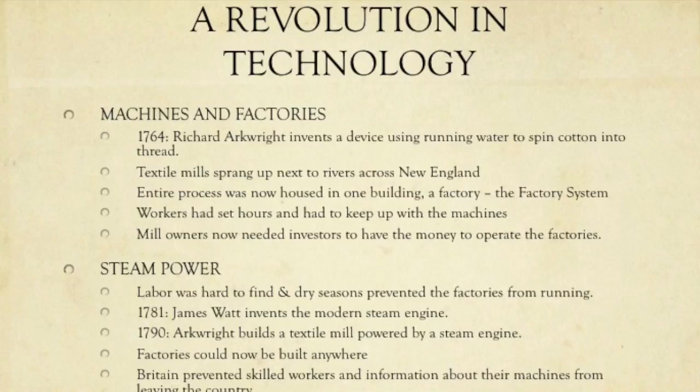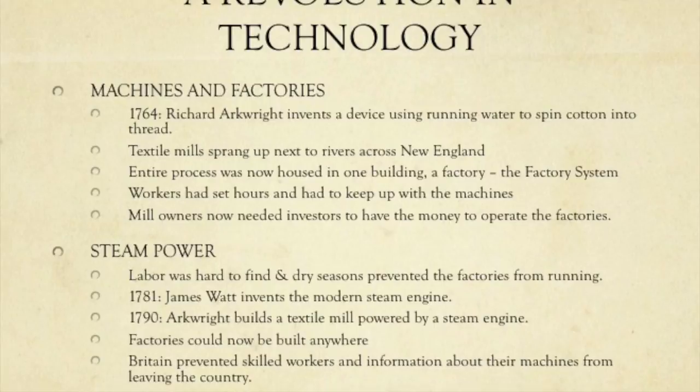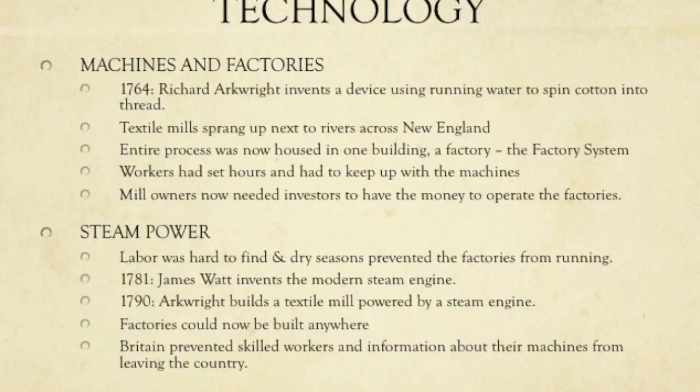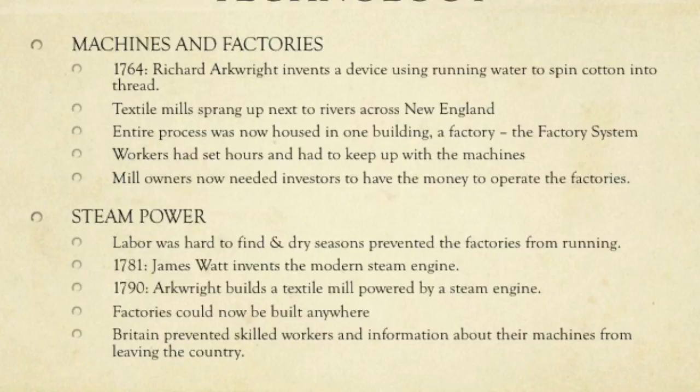And textile mills would just spring up next to rivers across New England. The entire process now housed in one building, what was known as the factory system. Workers had set hours, had to keep up with the machines, and the mill owners now needed investors to have the money to operate these factories.